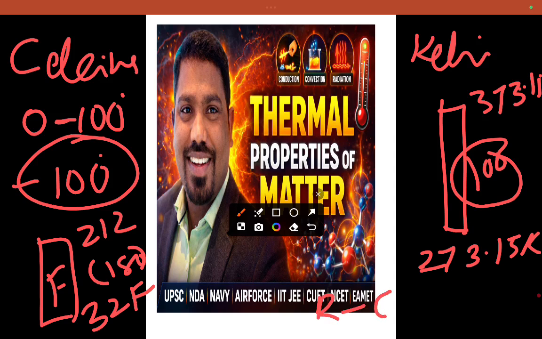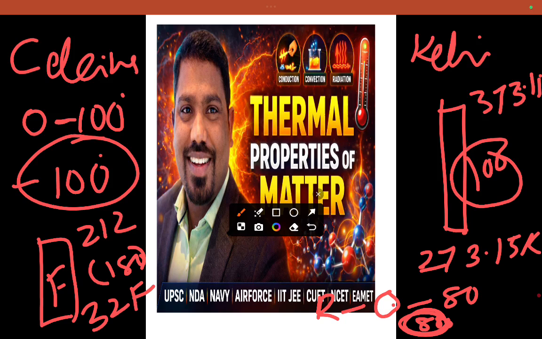The lower fixed point is 0 and the upper fixed point is 100. The number of divisions from 0 to 100 is about 80. So finally, I can say that one scale is the Celsius scale, introduced by Celsius. In the Celsius scale, the units we are taking are degrees Celsius. The lowest value in the Celsius scale is 0 degrees Celsius, and the upper fixed point is 100. From 0 to 100, the number of divisions in the Celsius scale is 100 divisions.